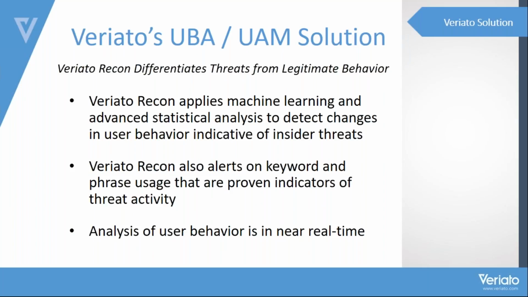So Recon applies machine learning. Remember I mentioned that earlier when I told you about UBA? They take machine learning and the advanced statistical analysis I mentioned earlier to detect changes in user behavior that are indicative of insider threat. They say, oh, this is something that Derek should look at. It also alerts on keywords and phrase usage that are proven indicators of threat activity. Remember I told you, in fraud indicators, I'm looking at what people say, what people are doing, what they're saying about their activity, what they're putting in emails. Remember I mentioned social media. So now it's taking those and putting them against proven indicators of that threat activity. And then it's analyzing that user behavior.